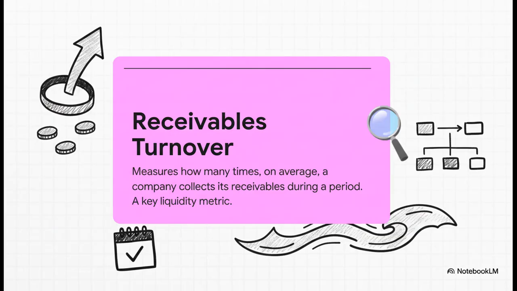So how do you measure that efficiency? One of the best tools in our toolkit is the receivables turnover ratio. This is a fantastic liquidity metric. What it tells you, basically, is how many times, on average, the company collects its entire accounts receivable balance over the course of a year. And generally speaking, a higher number is better. It means you're collecting cash faster.